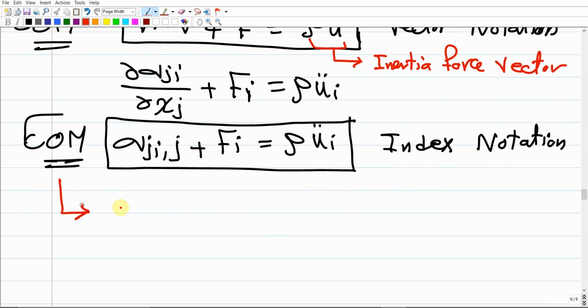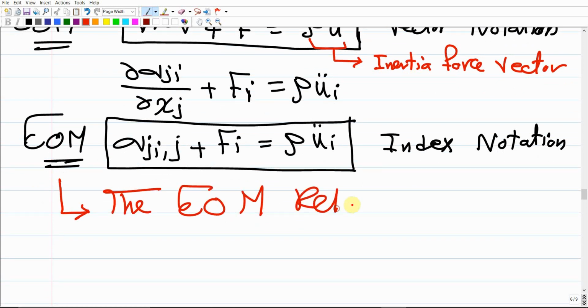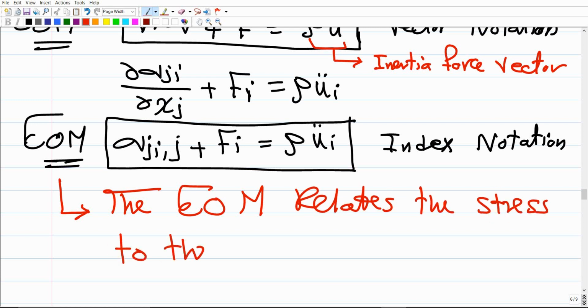The equation of motion relates the stress to the body forces. In other words, if we are asked how the stresses are related to the body forces acting on the continuum, the stresses are related to the body forces through the equilibrium equation or the equations of motion. Make sense?